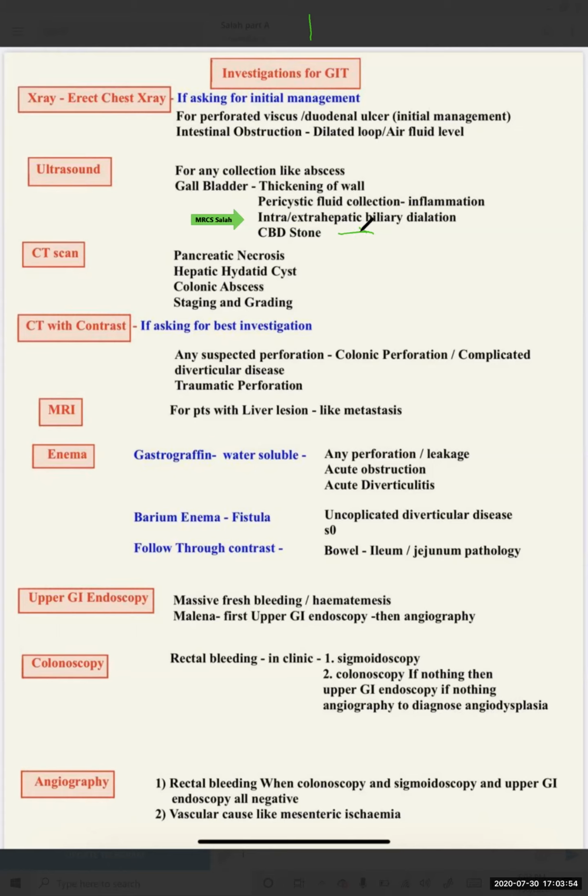you will go for ERCP. If ERCP fails, I will go for percutaneous PTC. So dilatation by ultrasound, ERCP or MRCP. If this fails, I will go for PTC. This is for the biliary system. Okay.